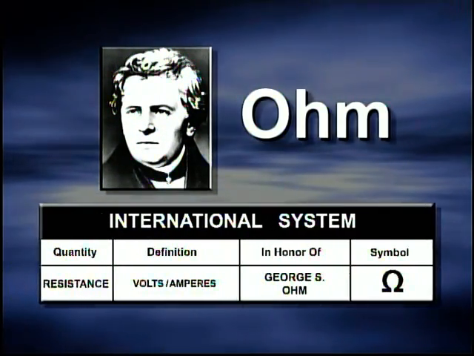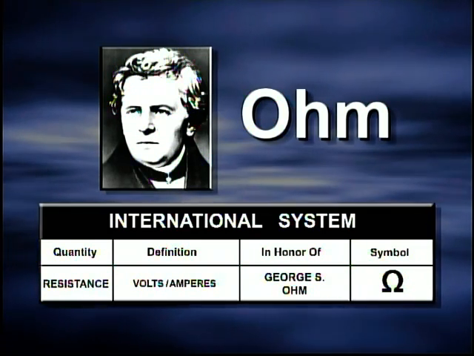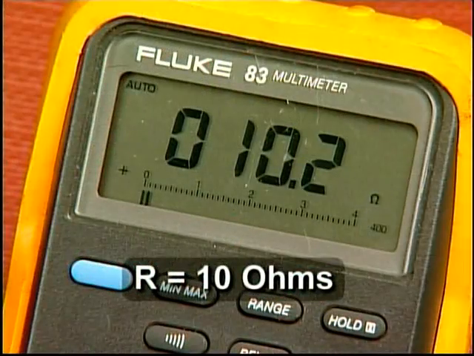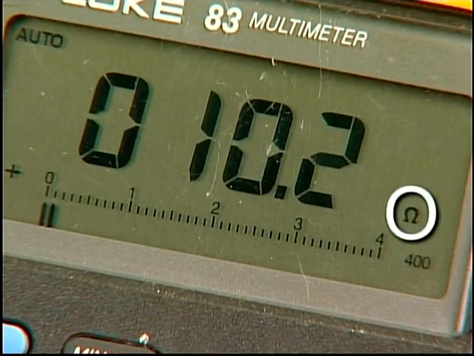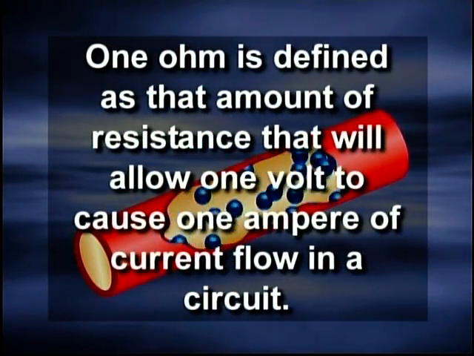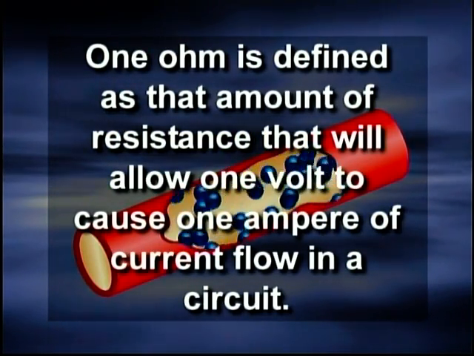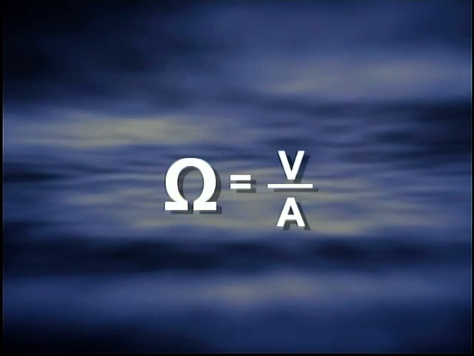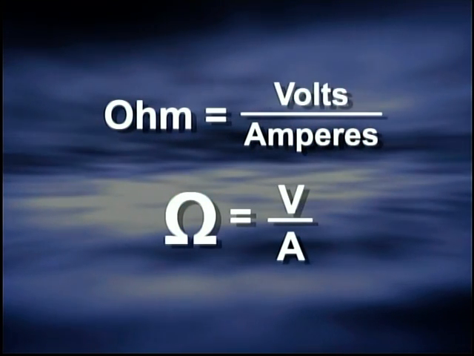The ohm is the unit of measurement of resistance. It's named in honor of the German scientist George S. Ohm. The Greek letter omega is the symbol rather than the capital letter O, which might be mistaken for a 0. Therefore, 10 ohms of resistance is written as R equals 10 ohms, with the Greek letter omega used as the symbol. 1 ohm is defined as that amount of resistance that will allow 1 volt to cause 1 ampere of current to flow in a circuit. So in symbols, R equals V over A, or ohms equals volts over amperes.